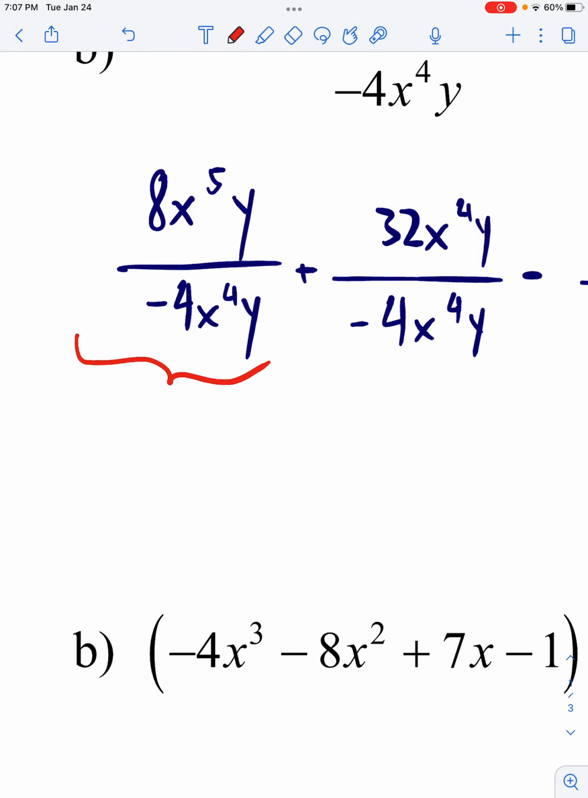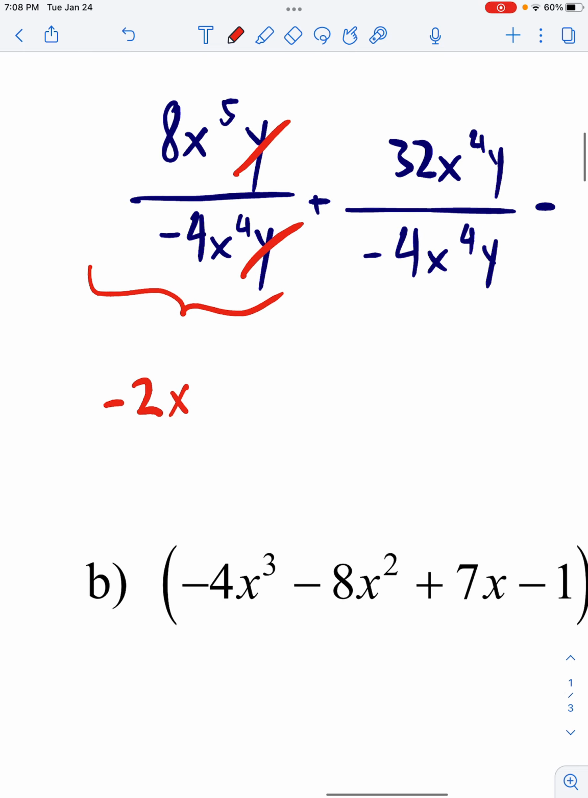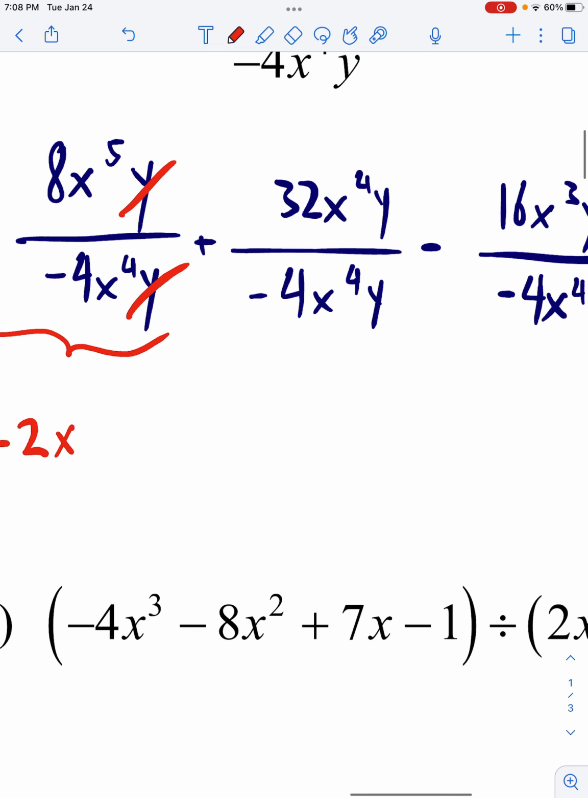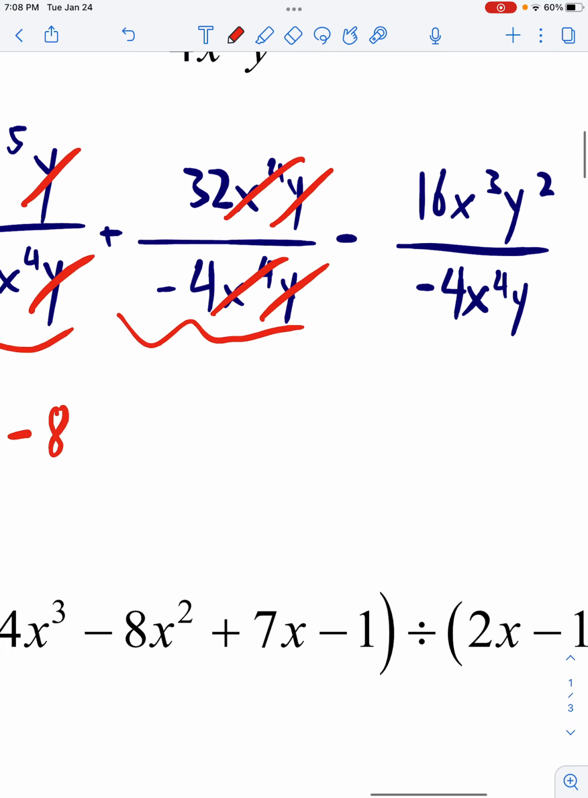So this first term right here, that 8 over negative 4 simplifies to negative 2, okay? X to the 5th over x to the 4th. Again, we're going to subtract the bottom exponent from the top exponent. So it's going to be just x to the 1 or just x. These y's are going to cancel. Okay, so that first term simplifies to negative 2x. Second term right here, okay? 32 over negative 4, that's going to simplify to minus 8. 32 divided by negative 4 is negative 8. X to the 4th over x to the 4th cancels. Y over y cancels, okay? So that second term just simplifies to minus 8.